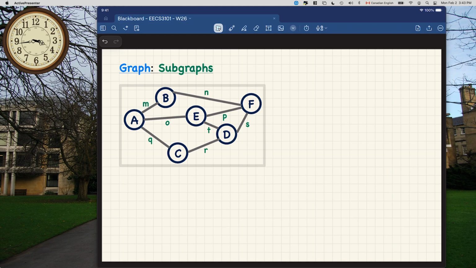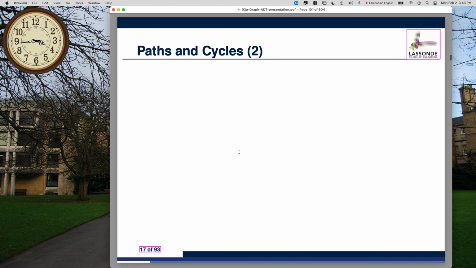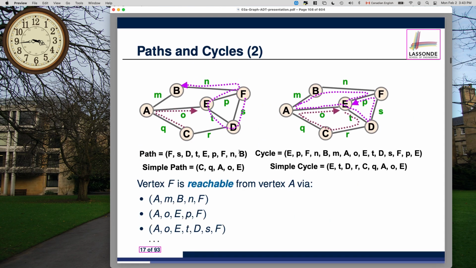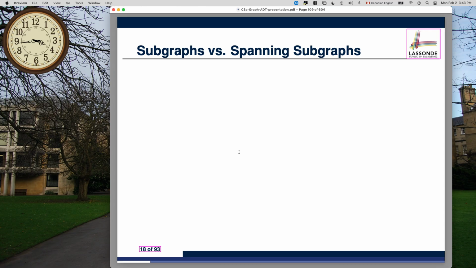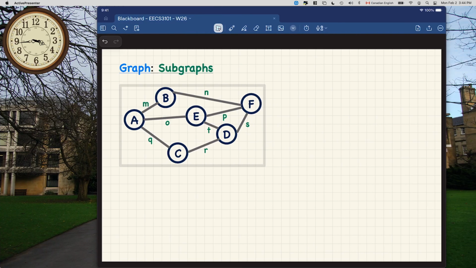So for subgraph, we can easily use some mathematical equality or set relationship to express. Okay, there's a path and cycle. You'll just see more examples on the slides. Okay, subgraph. Okay, let's see. Okay, right here. Yeah, I think this will be good enough just for the rest of today.